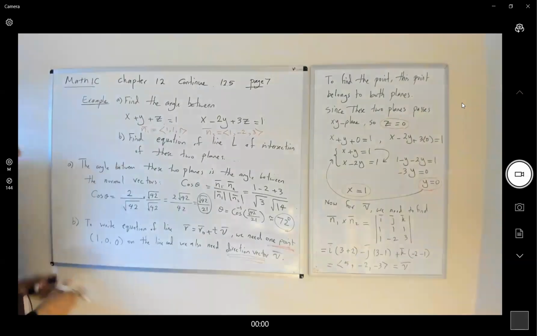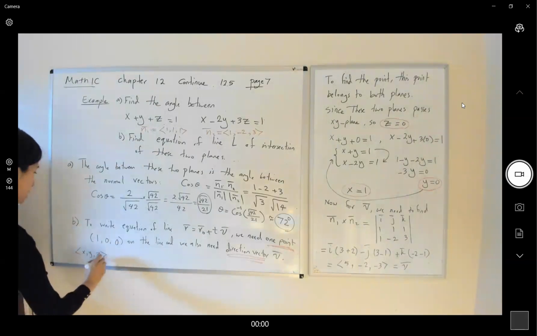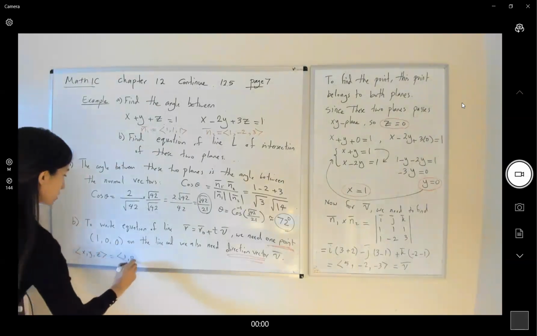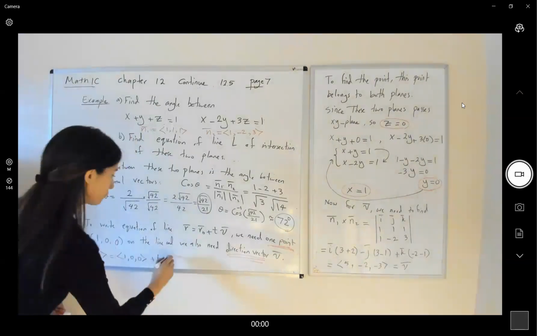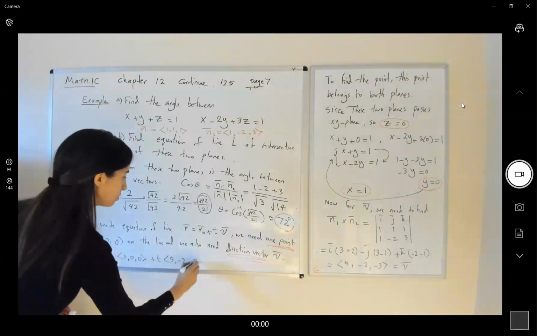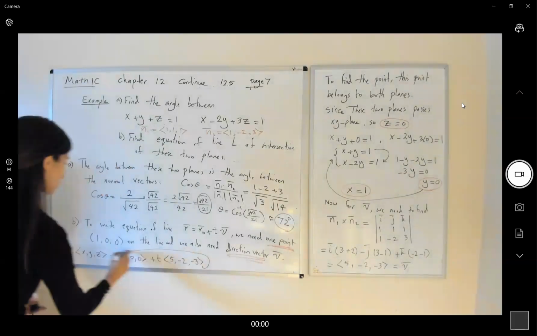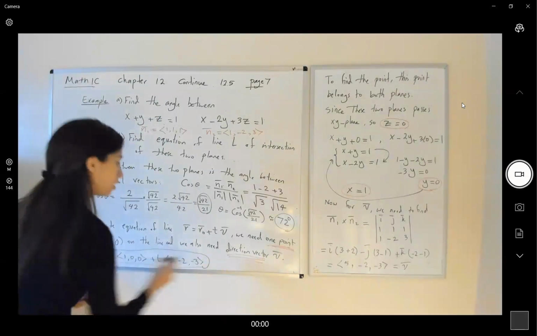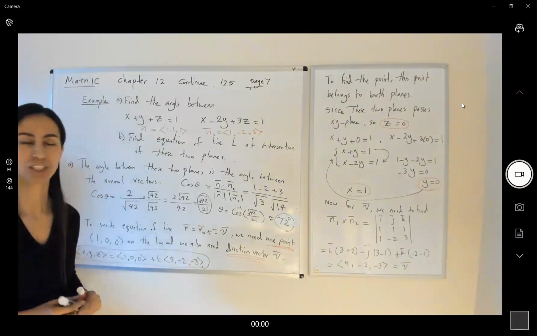Okay, we have everything that we need. We just need to write the equation of that line. So x, y, z is equal to 1, 0, 0, plus t times 5, negative 2, negative 3. You can leave it as it is, the vector equation of a line, or you can write it in symmetric form or in parametric form.